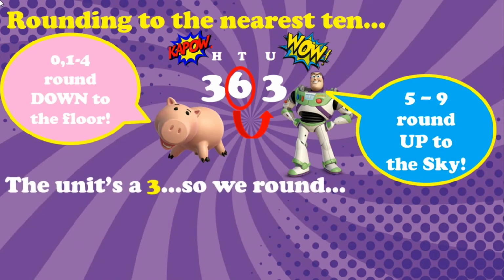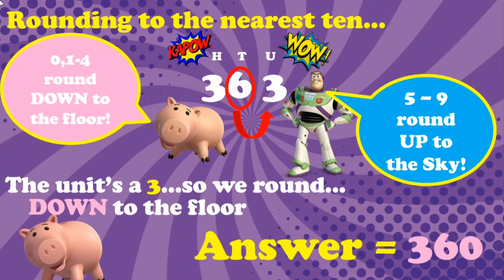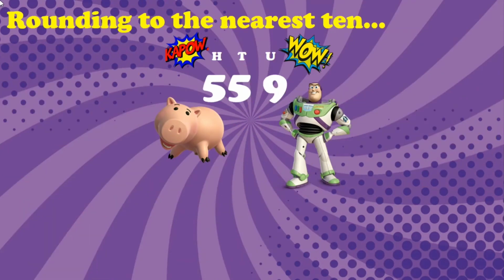Right. So the units are 3. So what do we do? Round down to the floor or up to the sky? We round down to the floor. So now your answer should be, remember, it has to be in tens, 360. Kapow.